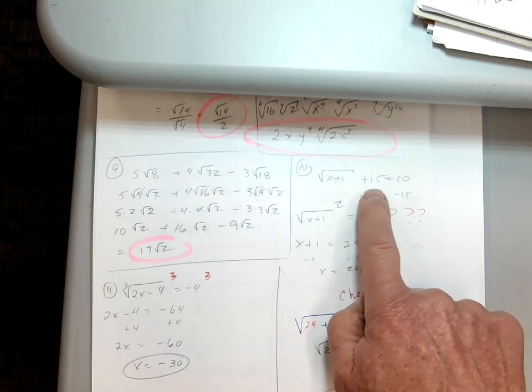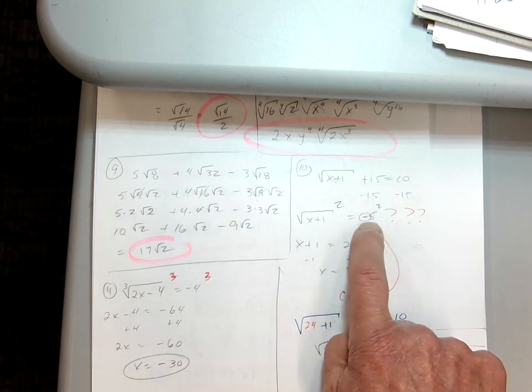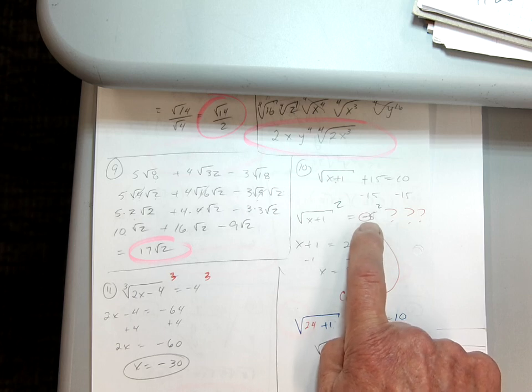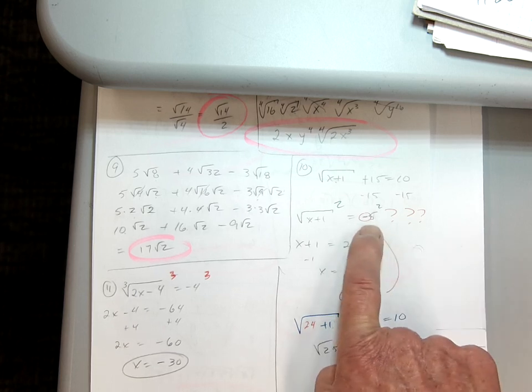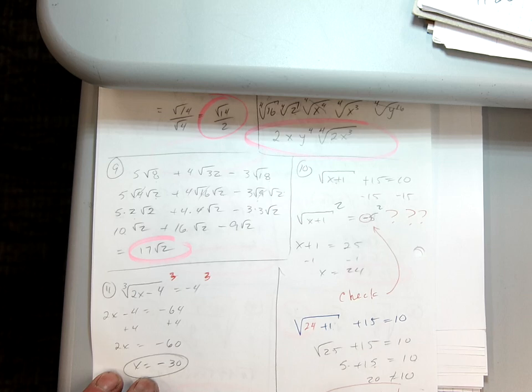10, I just have to solve, so I subtract 15. Oh, wait a minute, it's a negative. Something's wrong with that. It can't be a negative. You can't have it equal to a negative, so there's no solution on that one at all.